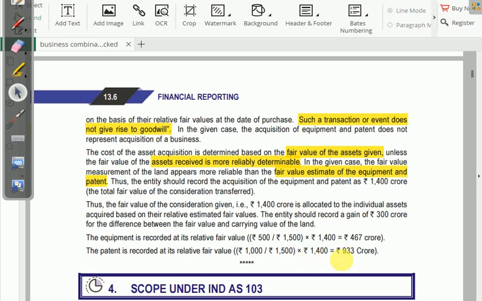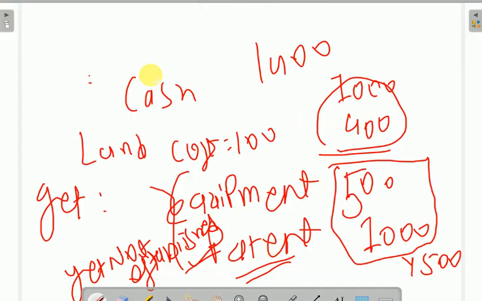You can put on the calculator 1400 multiplied by 500 divided by 1500, that is 466.66666, rounded up to 467, and 1400 multiplied by 1000 divided by 1500, 933. 933 plus 467 is 1400. See, we are writing it in the pad.